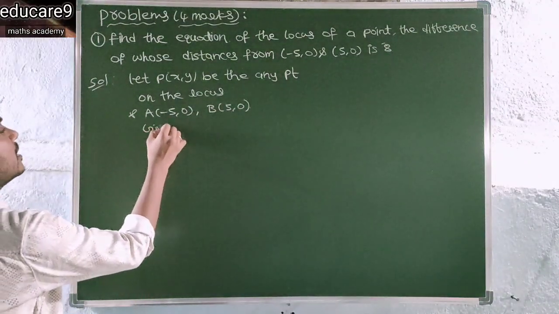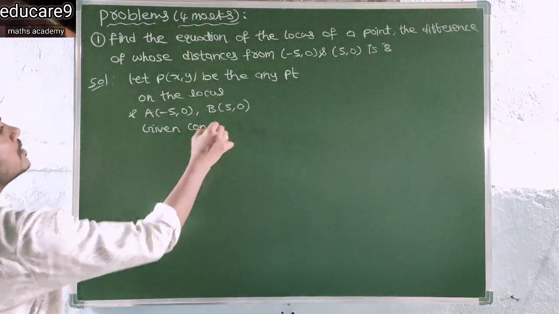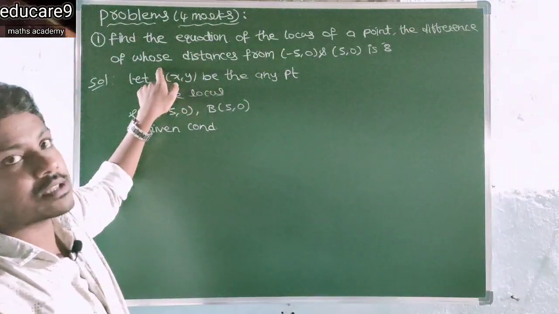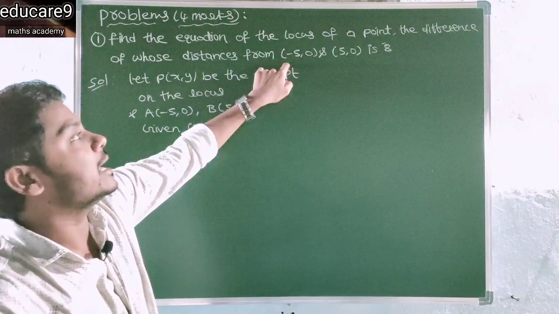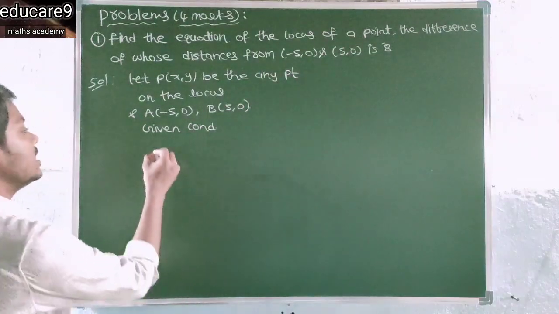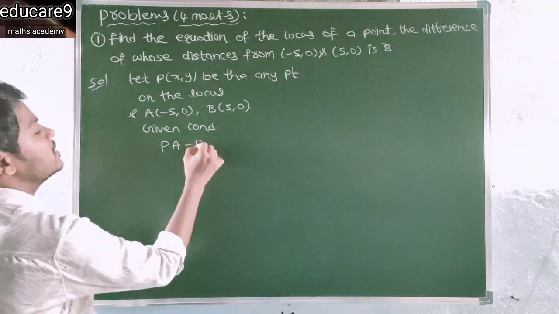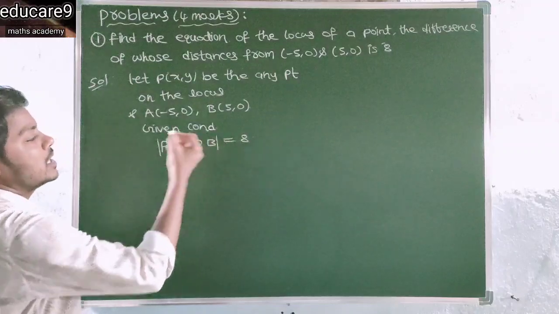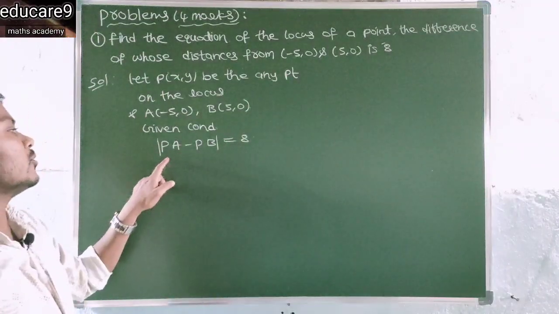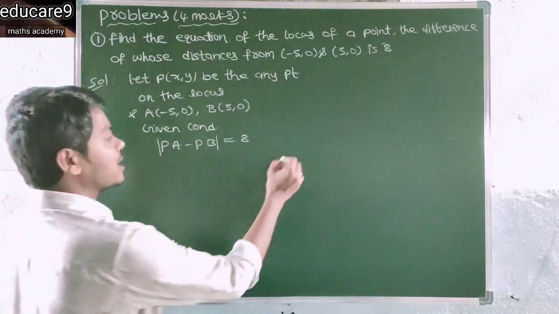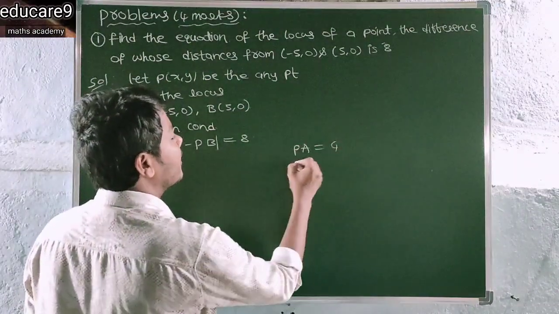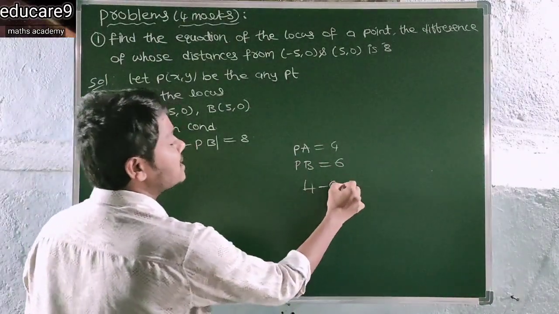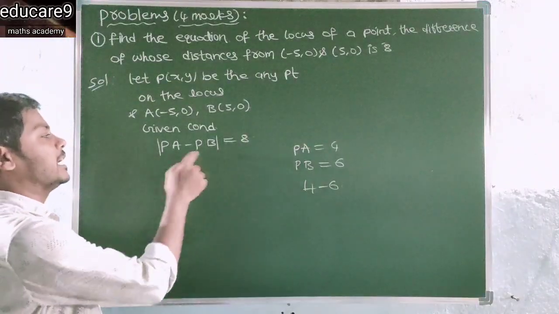So here is the given condition. The locus of P, the difference of whose distances from A and B is 8. That means |PA - PB| = 8. Here we have to take the modulus, because distance is positive. For example, if PA is 4 and PB is 6, clearly 4 - 6 is negative. That's why I am taking the modulus.